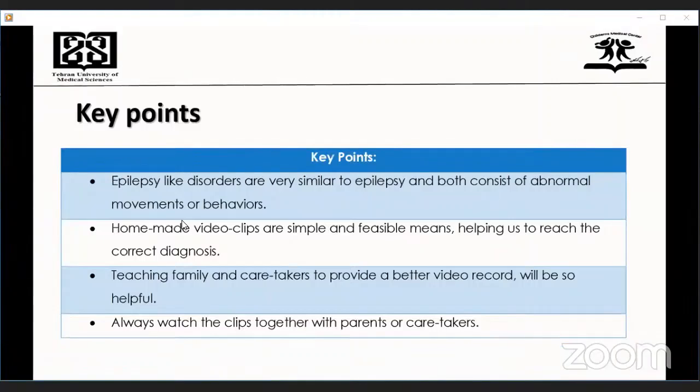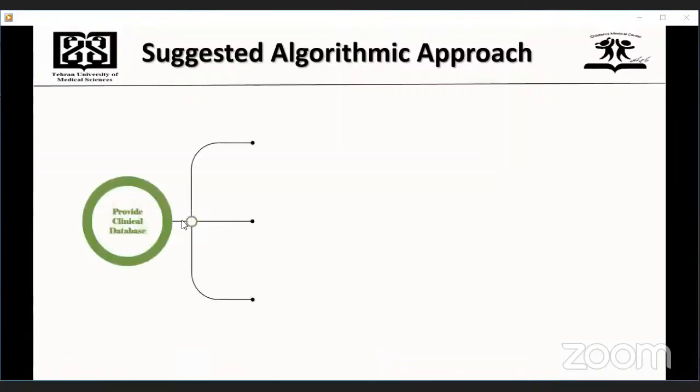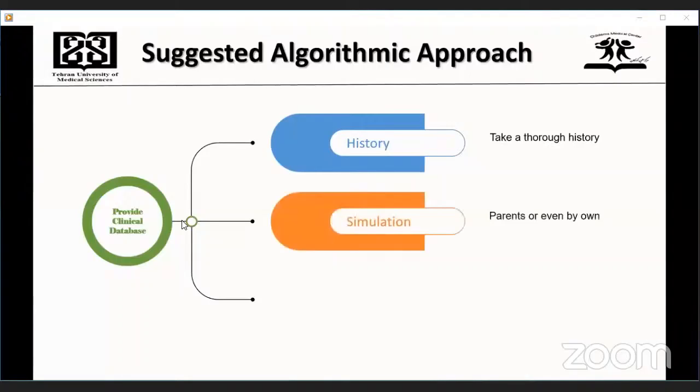Teach the family to quickly video record their child's disorder, and always you should watch the clips together with parents or caregivers. And I also provide a correct approach to these paroxysmal events by providing clinical information by taking the history, and also by simulation.